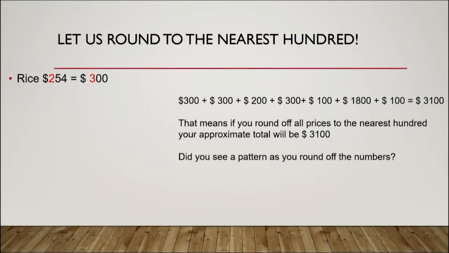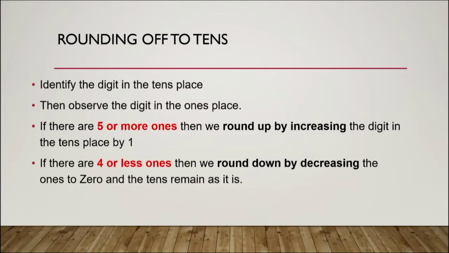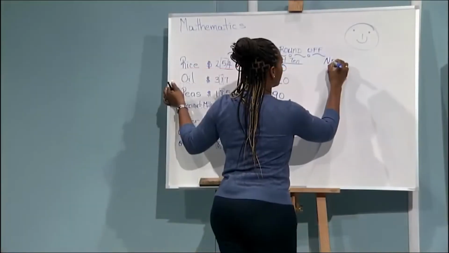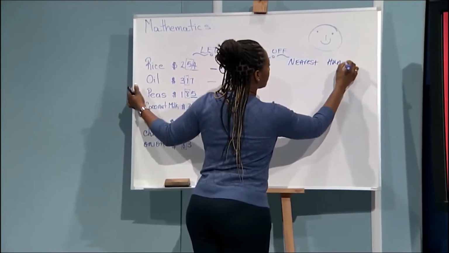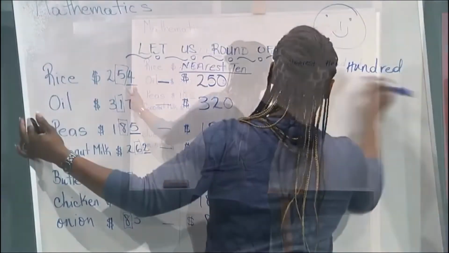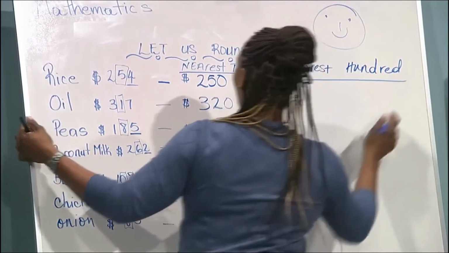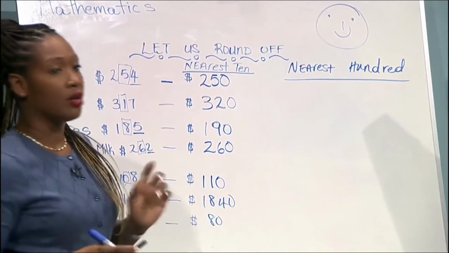What if we wanted to round off to the nearest 100? So let us just do that over here. We're rounding off to the nearest 100. So let me just put nearest 100. All right. So what do we do when we're rounding off to the nearest 100?